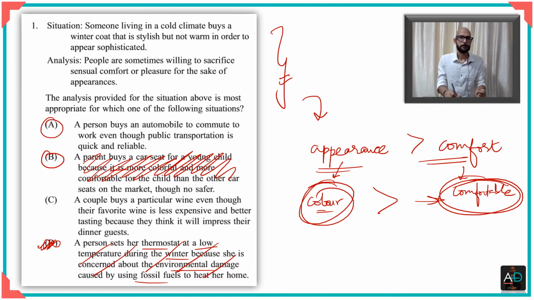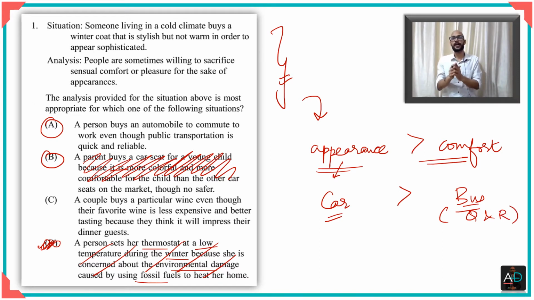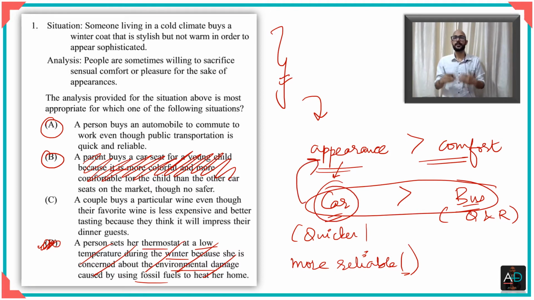Okay, now let's look at option A. It says that a person buys an automobile to commute even though public transportation is quick and reliable. You see, public transport may be quick and reliable. So what he's choosing here is his own car over, let's say, a bus. And it says that the public transportation is quick and reliable. But it's important for you to remember that perhaps the car is quicker and perhaps it is more reliable, right? Nothing has been said about the car, which means that perhaps the car could be quicker, it could be more reliable. Therefore, you cannot say that a person has chosen a car only for appearance. Maybe there was more comfort, maybe there was more reliability, and therefore I can eliminate option A as well. Option A is close. It's important for you to learn that.